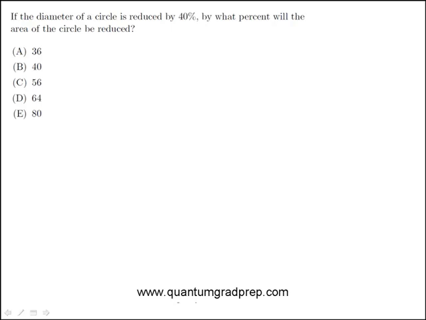So in this problem, we're told that the diameter of a circle is reduced by 40%, and they want to know by what percent will the area of the circle be reduced. So we can certainly select a number for the diameter. For example, we could say the diameter is 10. When we reduce it by 40%, so 40% of 10 would be 4, which means that the new diameter would be 6. So we can find the area for these two scenarios.